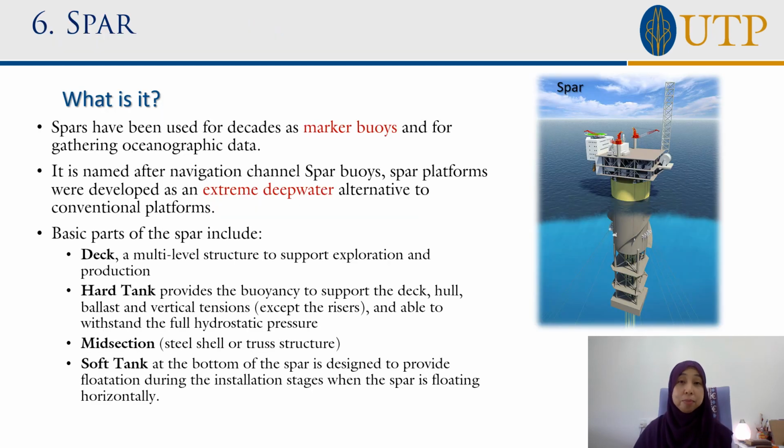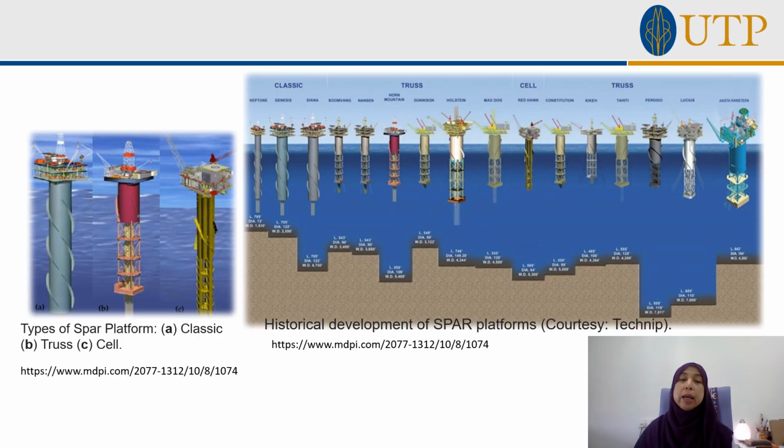The sixth candidate is spar. It's very beautiful, slightly like a twisted structure, but it's floating as well. The first history was when people started to use buoys in the deep sea. So this spar can withstand extreme deep water, and it is designed to have different components by the name of deck, hard tank, mid section, and soft tank. And as you can see, there are different types of spar by the name of classic spar, truss spar, and cell spar. And on the upper part here, these are the different evolutions of spar designs over time at different water depth capabilities.